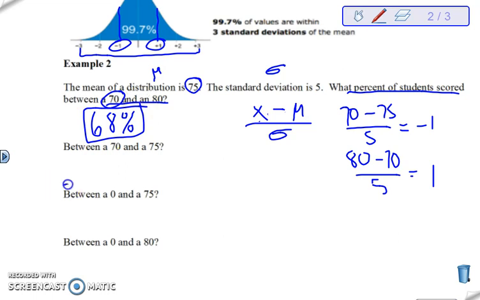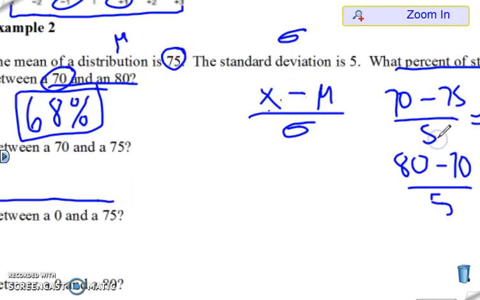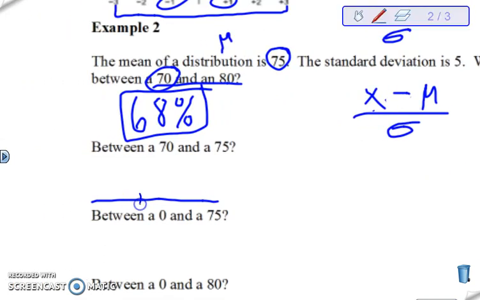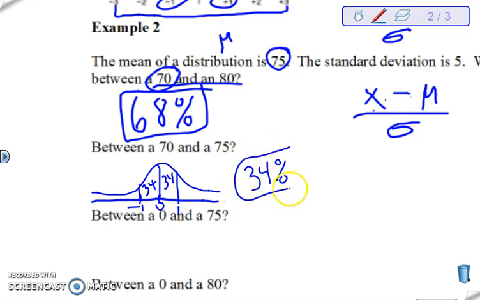If I only look at it from the perspective of 70 to 75, I'm basically looking at -1 up to the middle, right? So when I look at my curve, instead of going all the way to 1, I stopped here. And I know if my data is symmetrical, that 68 just divides in half, so there's 34% here and 34% here. So that means 34% of all people who took this test scored between a 70 and 75.